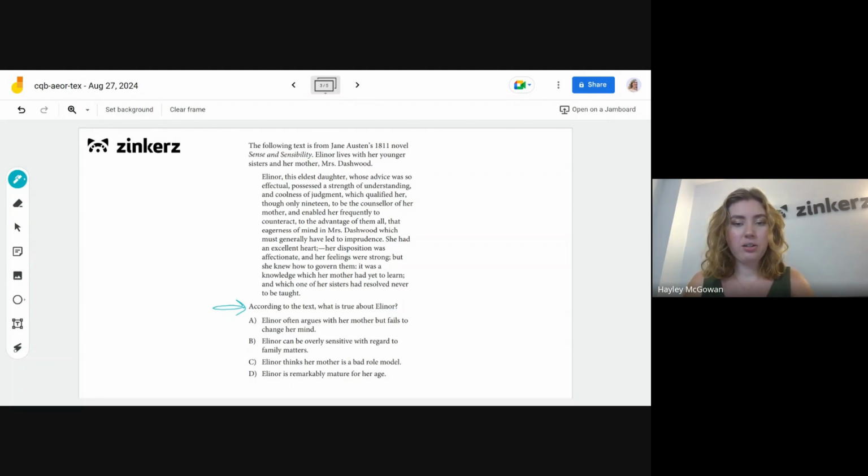So A, Eleanor often argues with her mother, but fails to change her mind. Not really talking about them arguing here. B, Eleanor can be overly sensitive with regard to family matters. We're not talking about her sensitivity either. C, Eleanor thinks her mother is a bad role model. So in terms of the perspective that we have here, we can understand as the audience, perhaps, that her mother is maybe a bit of a bad role model. But at the same time, we don't really know Eleanor's feelings on the subject, so C would not be correct either. So we're left with D, Eleanor is remarkably mature for her age.